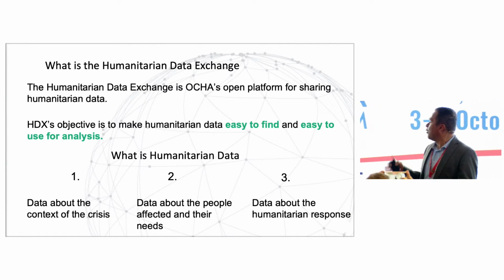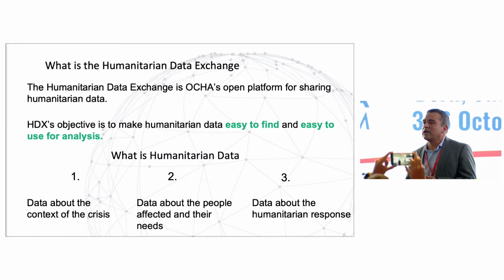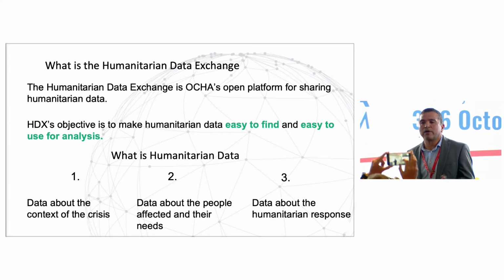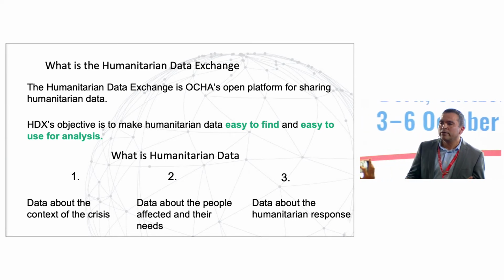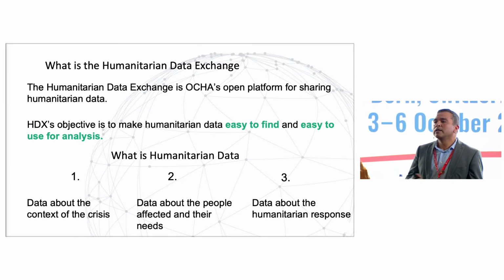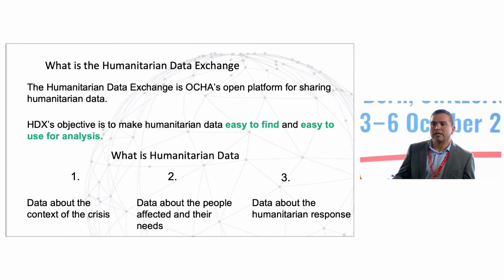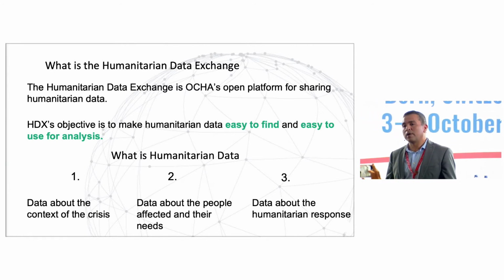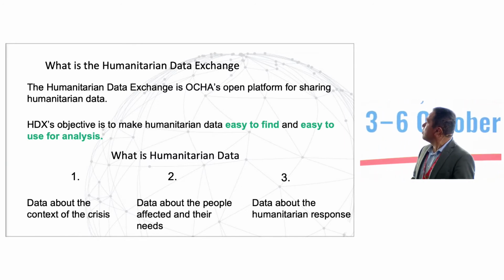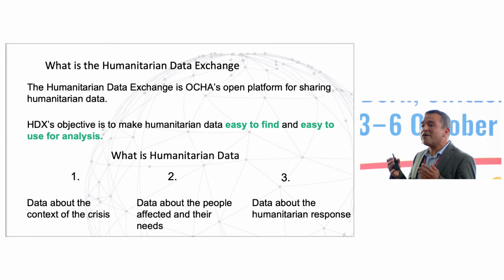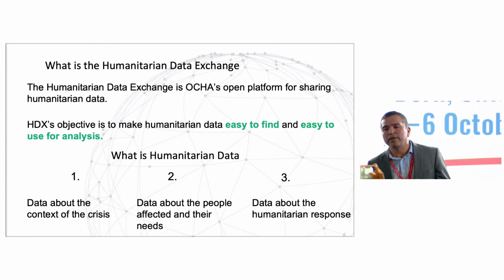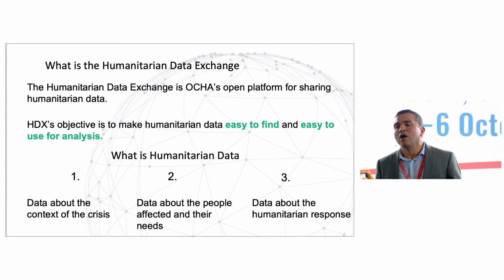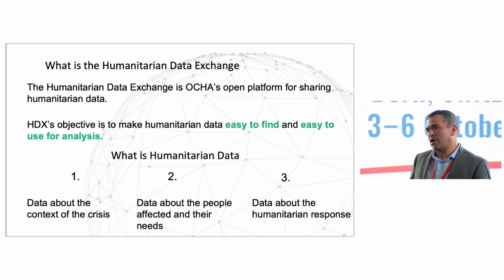The data that you find on HDX can basically be defined in 3 blocks. First of all, you can find data about the context of a crisis. That means data about boundaries of a country at the subnational level, data about literacy rates, data about mortality rates, data about poverty. All these data sets in a machine-readable format can be found on the platform. Another type of data that you can find on HDX is the data about the people affected. So all the data about IDPs, refugees, returnees, people affected by a hurricane, by an earthquake, all these granularity of data sets can be found on HDX as well.